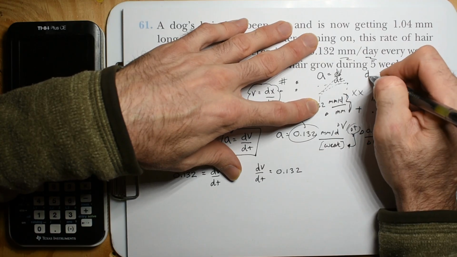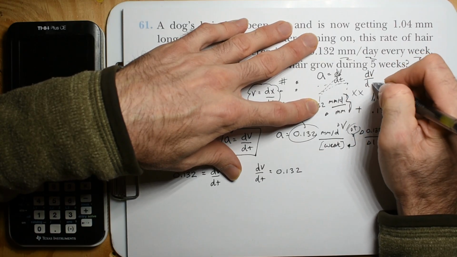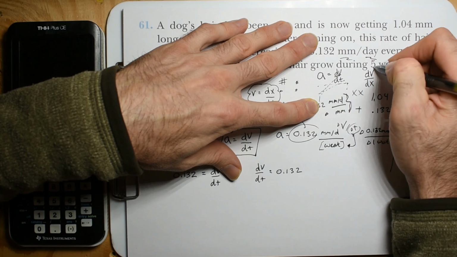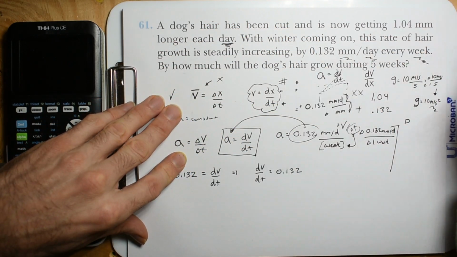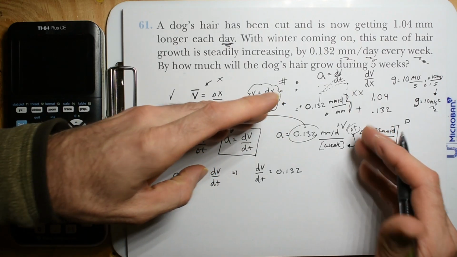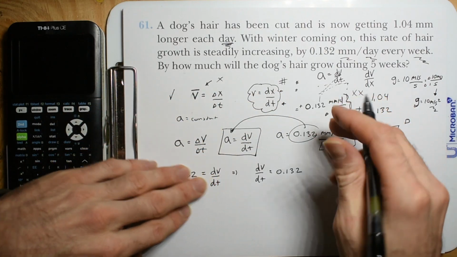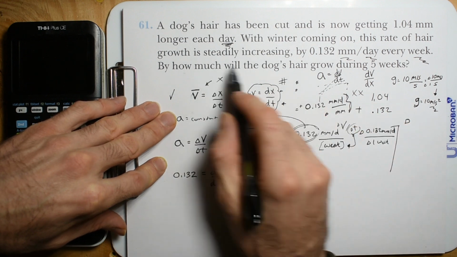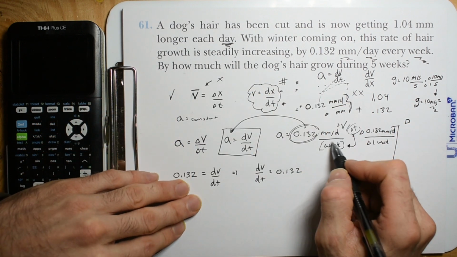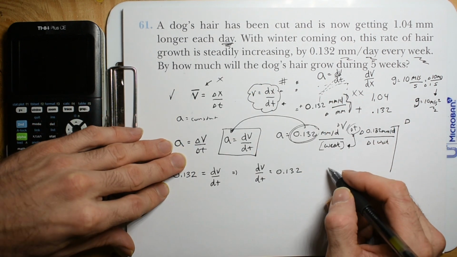That's all you could say about that. That would be change in velocity, change in distance. It would be a dv dx. So just keep that in mind, but we're not going to worry about that. This is your classic case where we're given the value, and it is constant. We're growing at a constant rate of 0.132 millimeters per day per week.